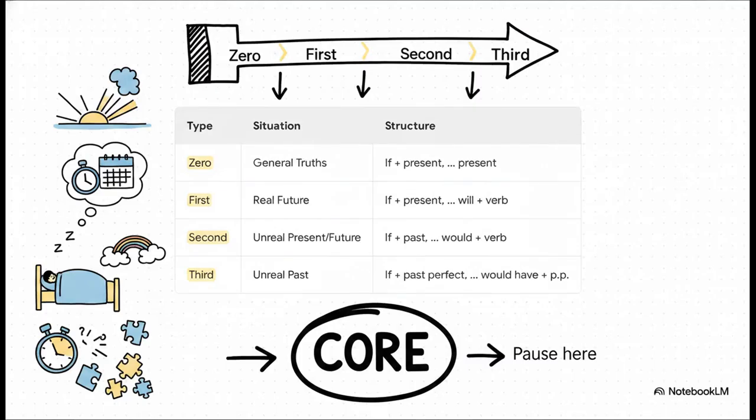Here it is. This is your ultimate cheat sheet. It lays out all four main types right next to each other. You can really see how it all flows. From zero for things that are always true, to first for real future stuff, then second for those unreal present dreams, and finally, third for looking back at the past with regret. Feel free to pause here if you need to, because this is really the core of everything.